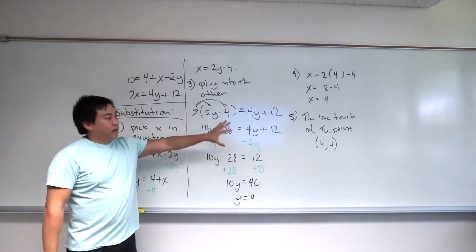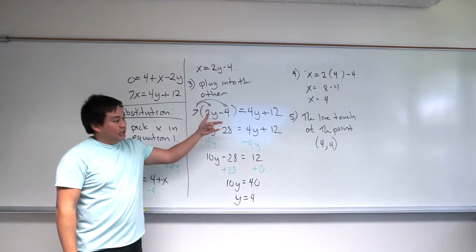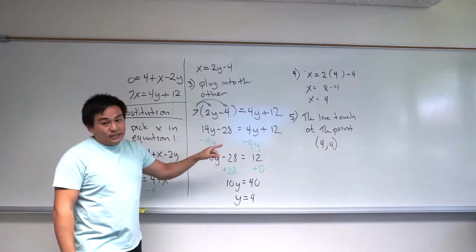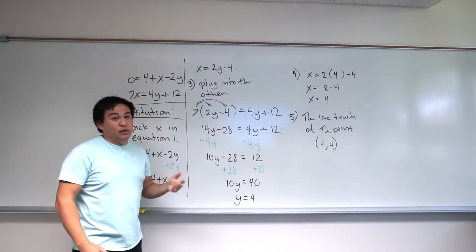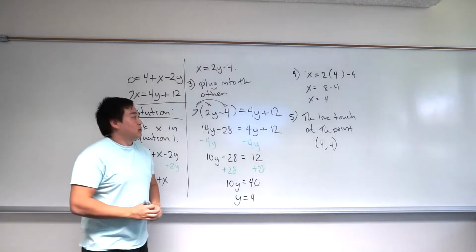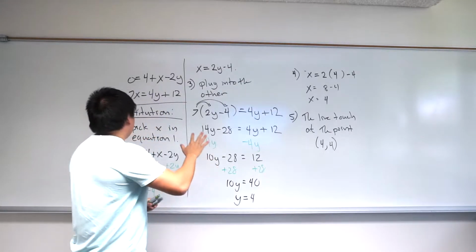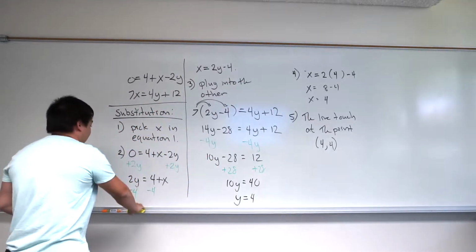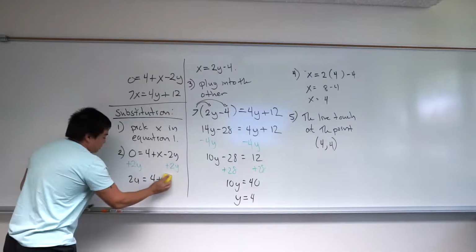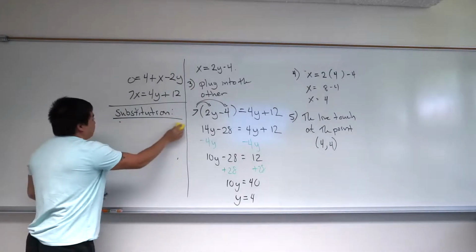Okay. So be very specific that these lines intersect or touch at the point x, y, the two x, y values that we found. So this is the substitution. Let's go ahead and erase this and do the addition or elimination version.